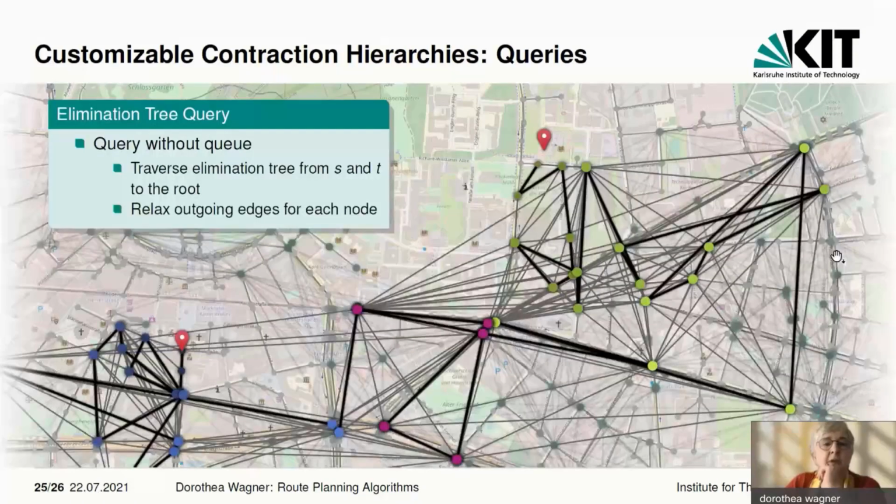If we use this elimination tree approach in our example, it looks like here. It's a little bit disturbing, this elimination tree, that are the solid black edges. We traverse this elimination tree from the source node and from the target node upward until we come to the root of this tree, and we collect the outgoing edges for each of the nodes we consider.